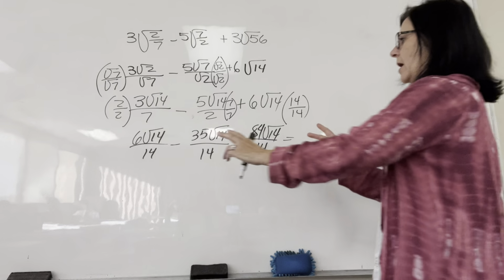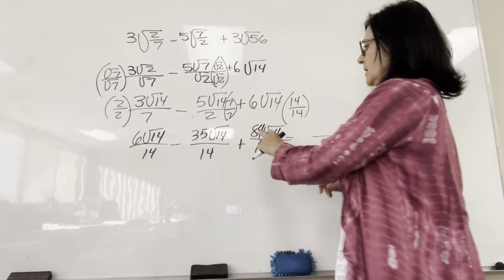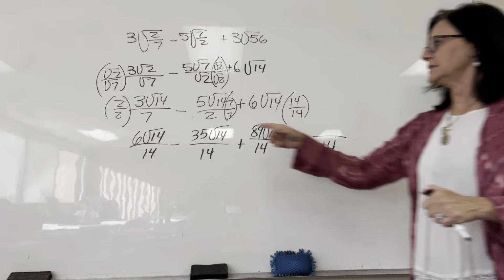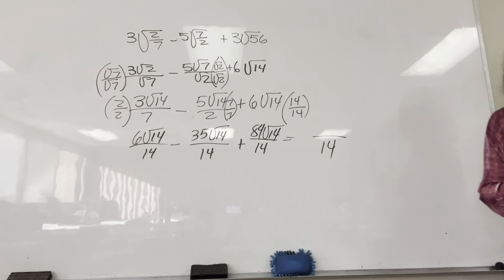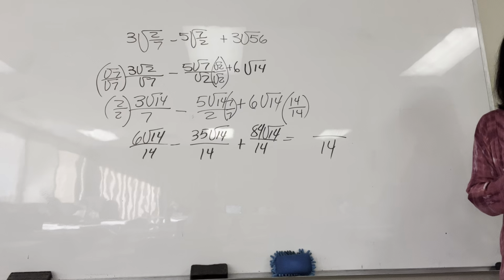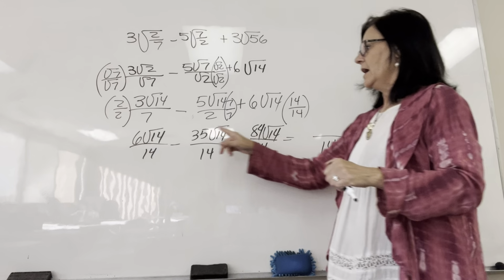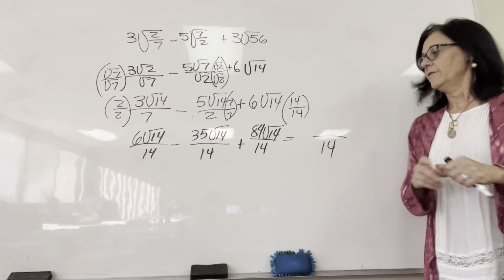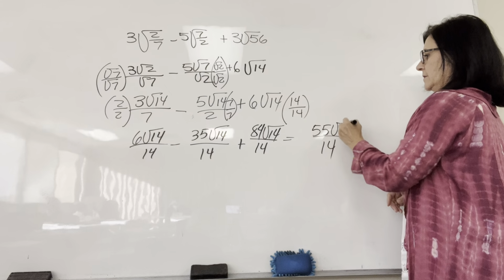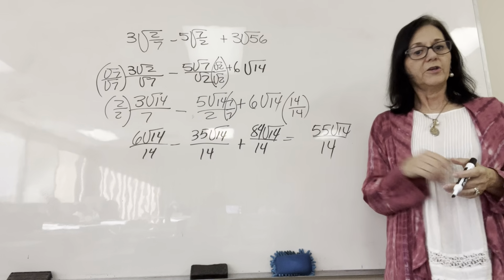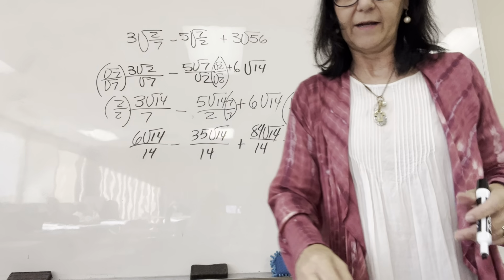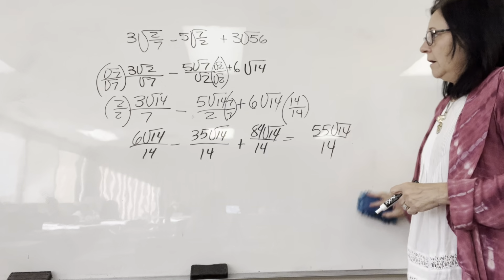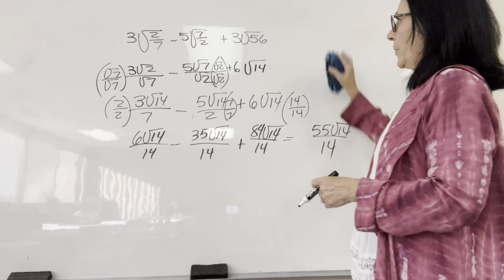Okay, I'm going to add my positives first and then subtract my negatives. So 84 plus 6 is what? I'm adding my positives, is 90. I'm just adding these. 90 minus 35. What's 90 minus 35? 55. Square root of 14. Or you can add your positives, and then subtract your negatives all in one fell swoop. All right, so we're going to add this term in some of your problems.